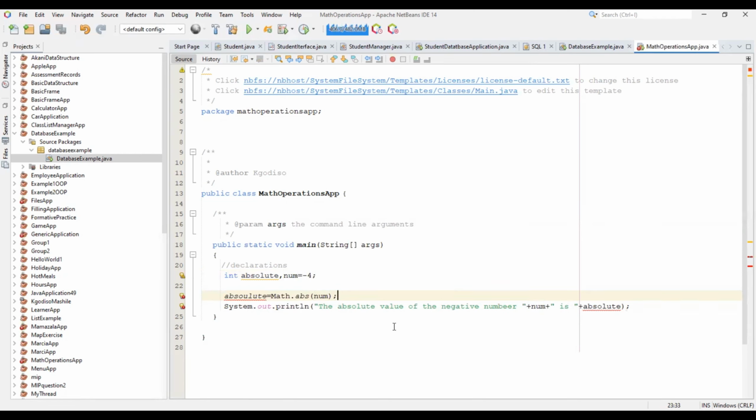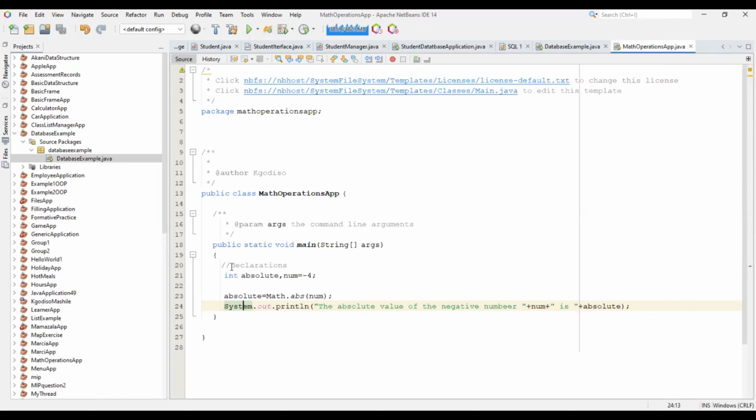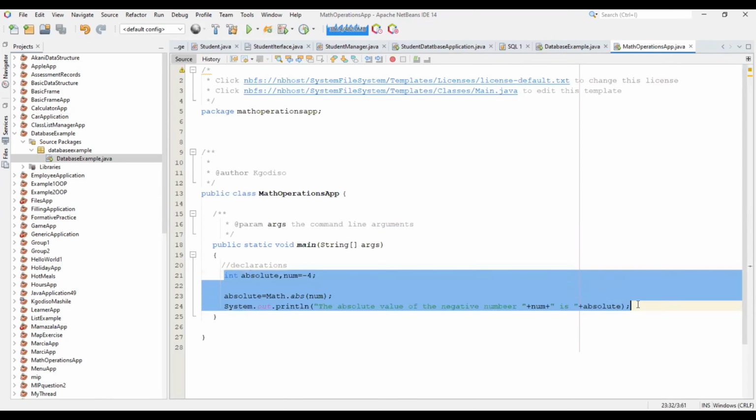So what is an absolute value in mathematics? An absolute value is just a positive of any negative number. If you put in a negative 4, the absolute value of negative 4 is positive 4. The absolute value of 4 is 4. So it's always going to give you a positive number, whatever number you are putting inside of it. So now when we run this, you see it says the absolute value of negative 4 is positive 4, which is actually true. That is the other thing that you can do with it.